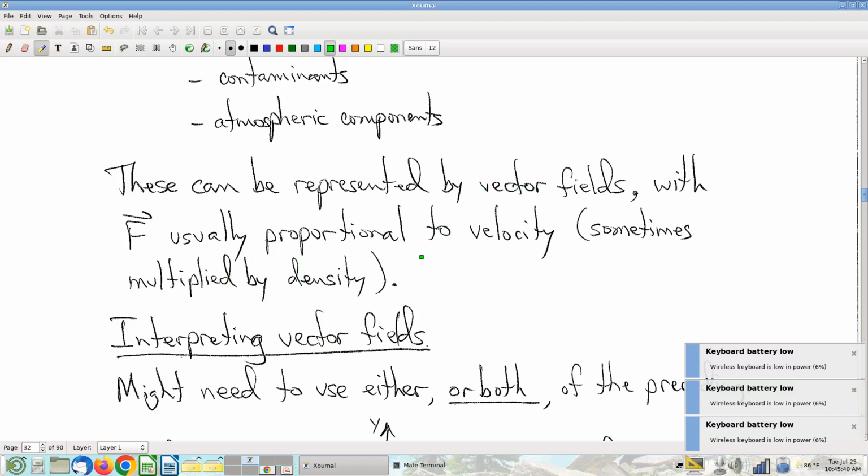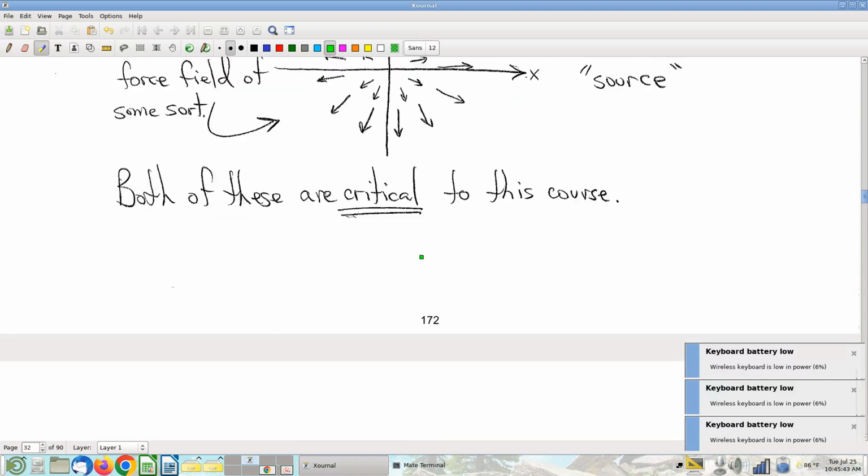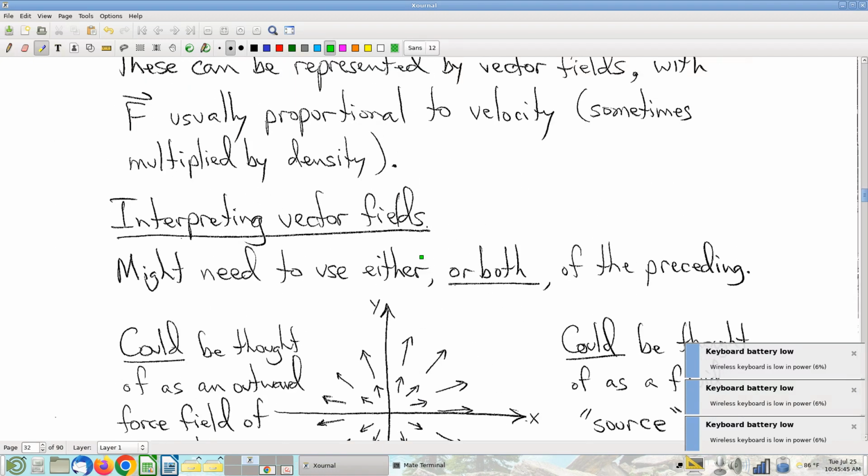Okay. Oh, and I see now that I am out of time. So let's see. This is a pretty good place to draw the line right there. Plus, my keyboard battery apparently is low.